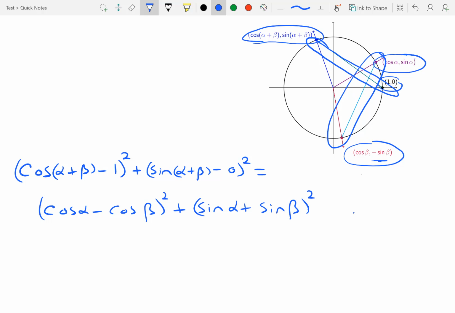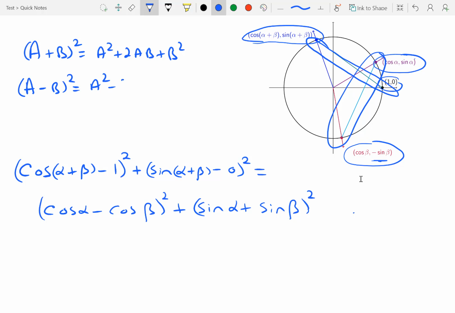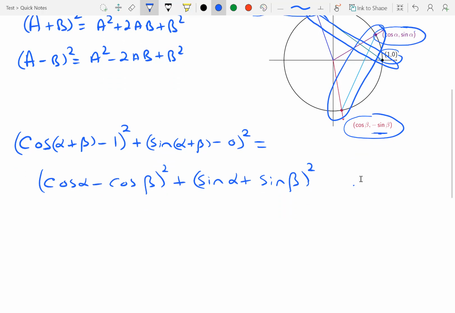So here is my starting point for the math that we are going to do. You can see that there's a whole bunch of things that are squared. So I'm going to be taking advantage of the fact that (a plus b) squared is equal to a squared plus 2ab plus b squared, as well as the fact that (a minus b) squared is a squared minus 2ab plus b squared, and we're going to be doing that a bunch.